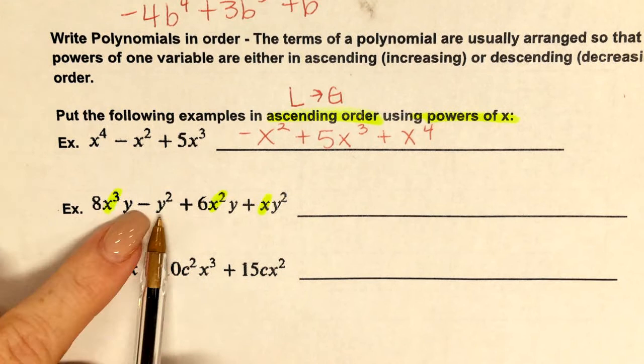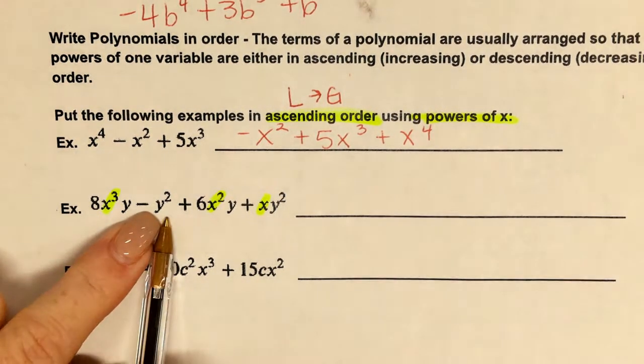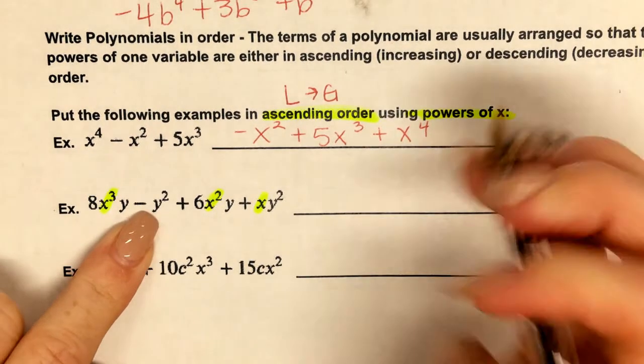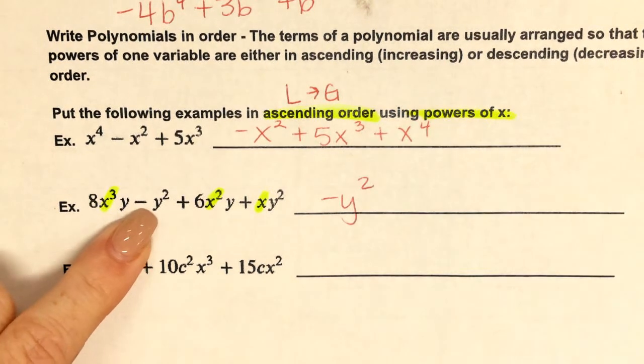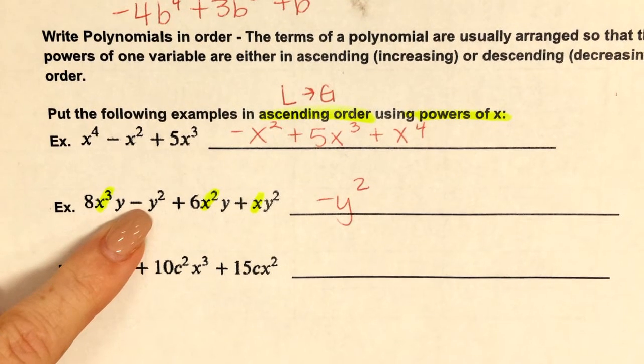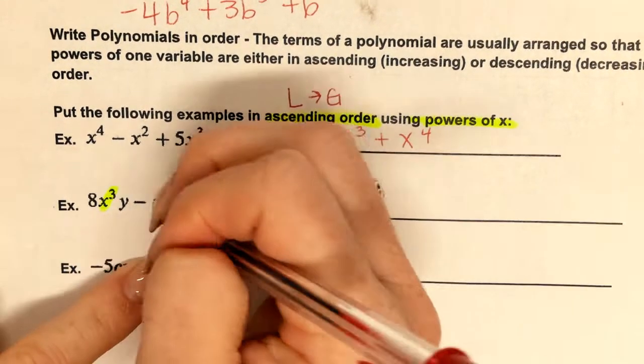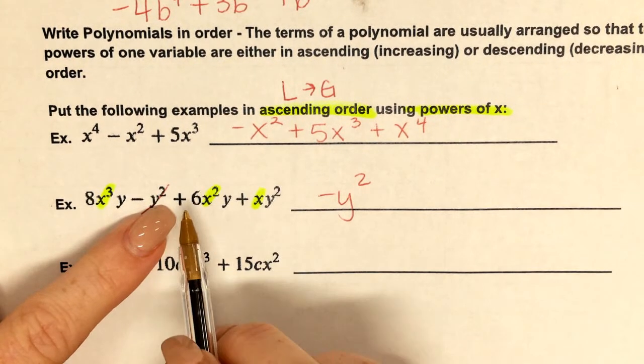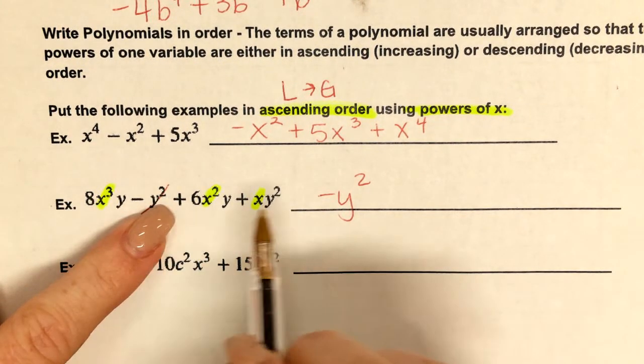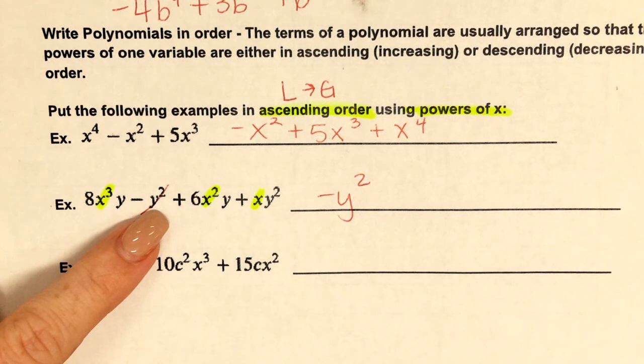So this one would be the smallest, the least. So it's got to go first because it didn't even have an x. Are we okay? All right, so I'm just going to cross it out so I don't forget that I've already done it. Which one would be the next smallest x exponent?